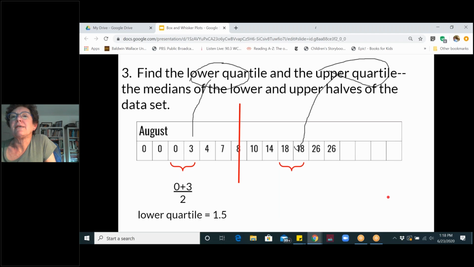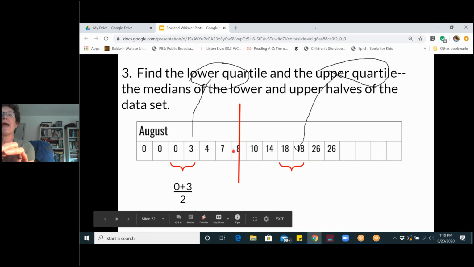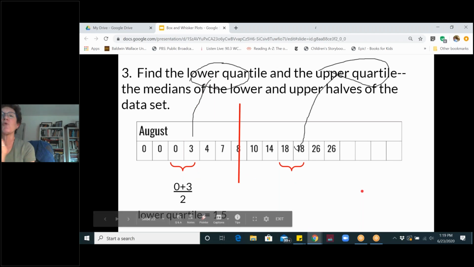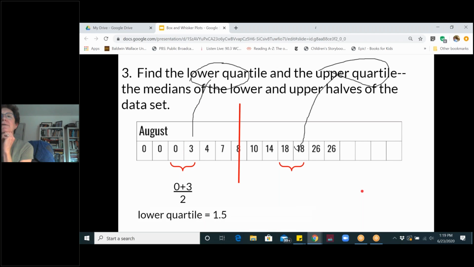The lower quartile is 1.5, because 1.5 is exactly in the middle between 0 and 3. So even though 1.5 is not in our data set, it marks the lower quartile. So does that make it the median of the lower half? Yes, indeed. That makes it the median of the lower half of this set, and that means it is the lower quartile. The name of that number, 1.5, is the lower quartile.